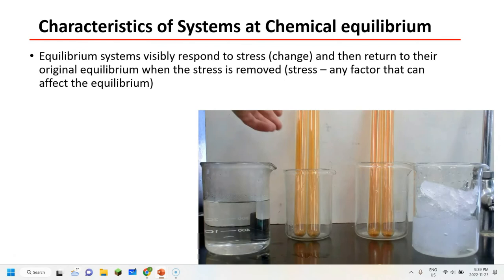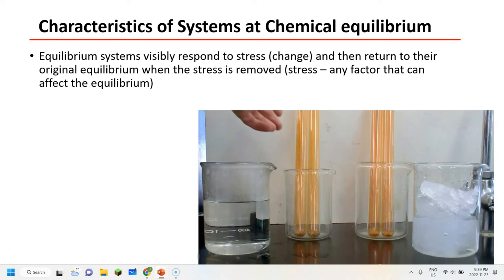A final feature of systems at equilibrium is that when any system at equilibrium is established, it will respond to a stress or an external factor, for example, a temperature change, and it will respond to that stress visibly. So we'll see it in a change in their macroscopic properties. But when we remove the stress, it will return to its original position.